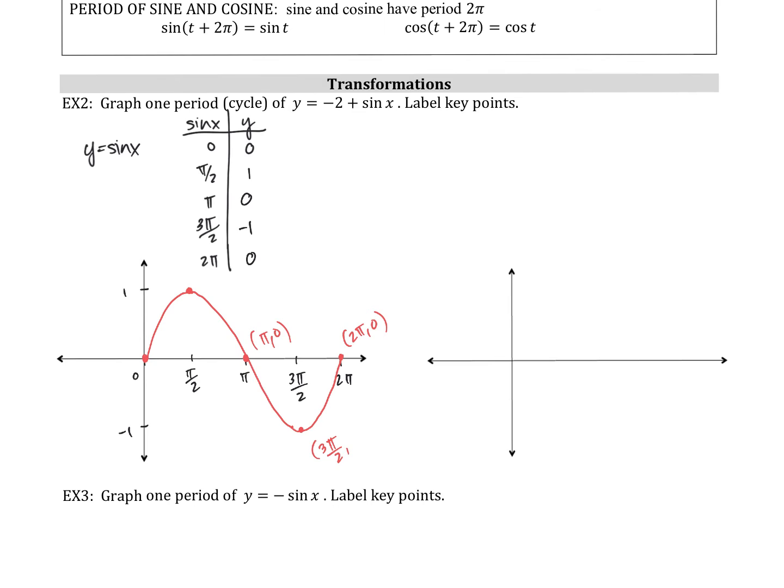It helps you keep track of the transformations. And then lastly, 0, 0. Okay, so that's the parent function, y equals sine of x. Next, we're taking a look at the transformation, which is, the only difference is that negative 2. So what does that negative 2 mean in transformations? Well, we're going to go down 2 units. Okay, so vertical shift down 2 units.